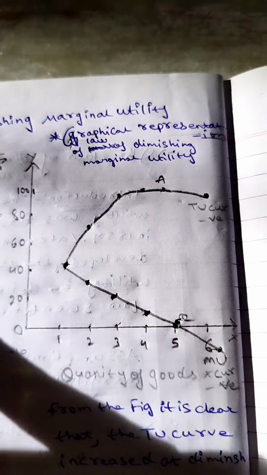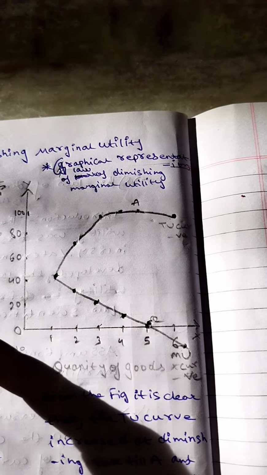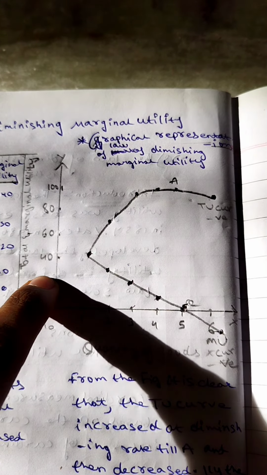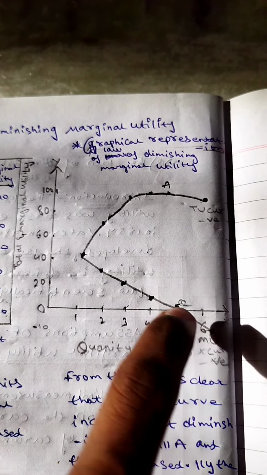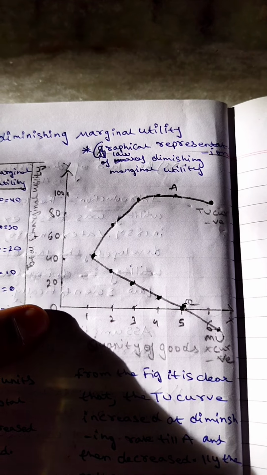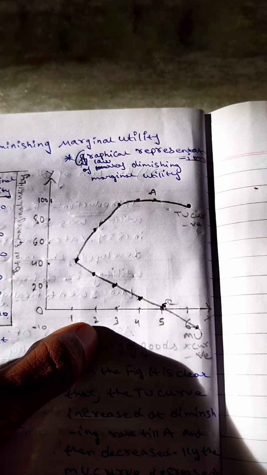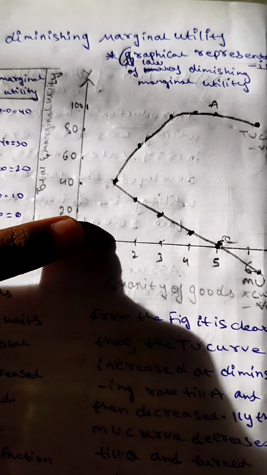See, this is the x-axis and this is the y-axis. Marking: 1 centimeter is 20 units on the y-axis, 20, 40, 60, 80, 100, and here on the x-axis 1 centimeter is 1 unit: 1, 2, 3, 4, 5, 6. Here on the x-axis we have to write quantity of goods, and on the y-axis we have to write total utility and marginal utility.